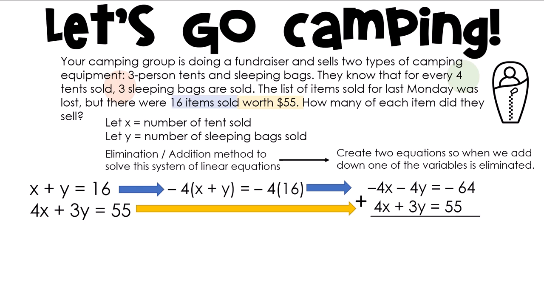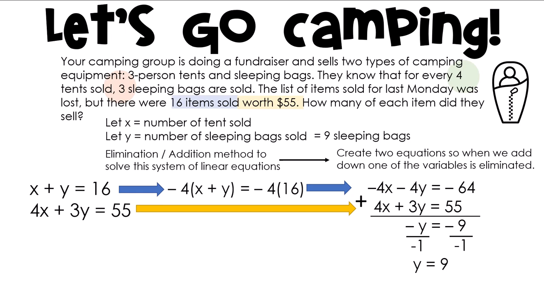And so when we add down, hopefully you see that -4x plus 4x is 0x. We eliminated the x's. -4y plus 3y is -y, and -64 plus 55 is -9. Now we don't want -y, we want positive y. So we're going to divide by -1 on both sides of the equal sign. This gives us y equals 9. Now what's y again? Well, that's the number of sleeping bags. So the camping group sold 9 sleeping bags.